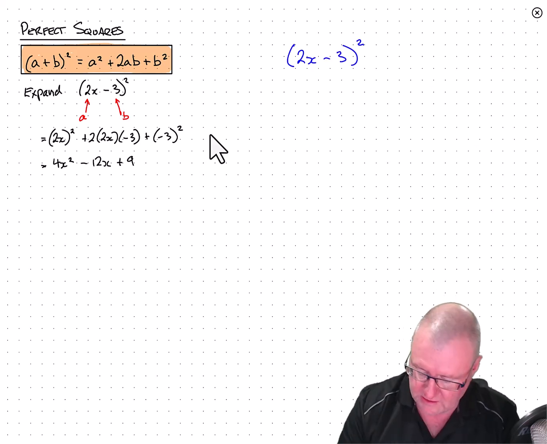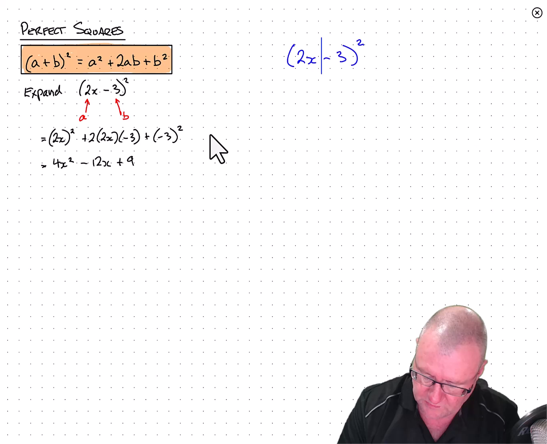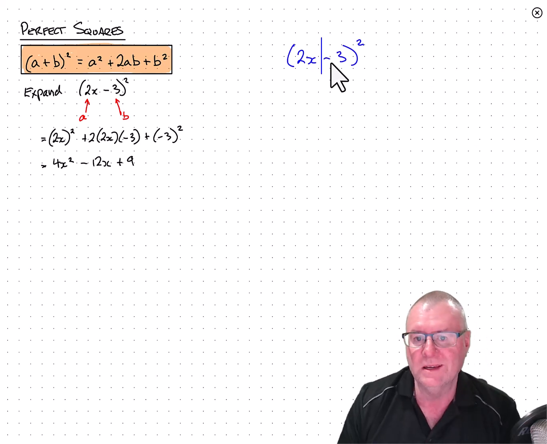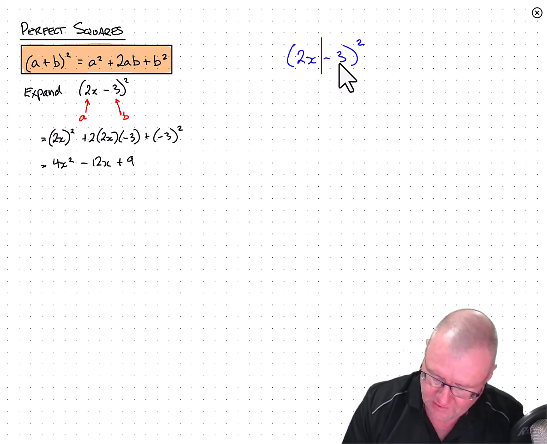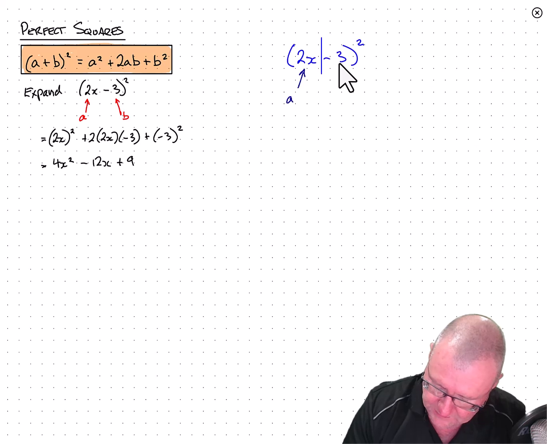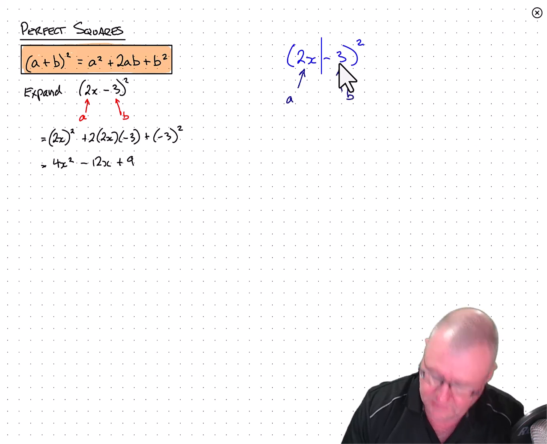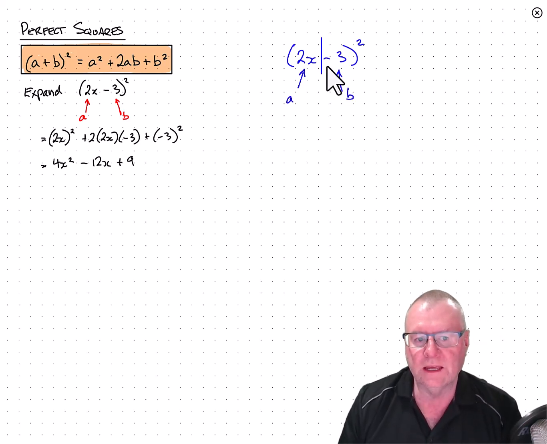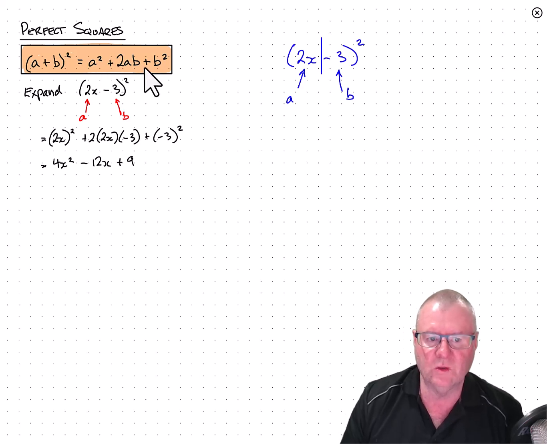Tip number 1 is split this into its two terms. Wherever there's a plus or a minus, it's the start of a new term. That is my A, that is my B, including the negative. So I can jump straight to this, a squared plus 2ab plus b squared, using this as my A and this as my B.